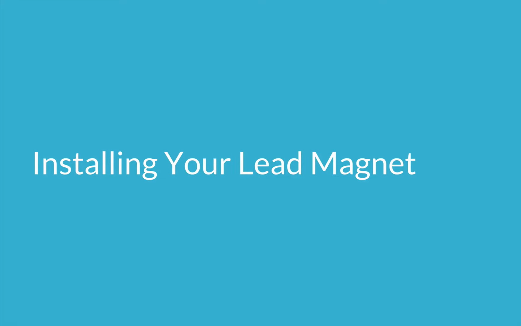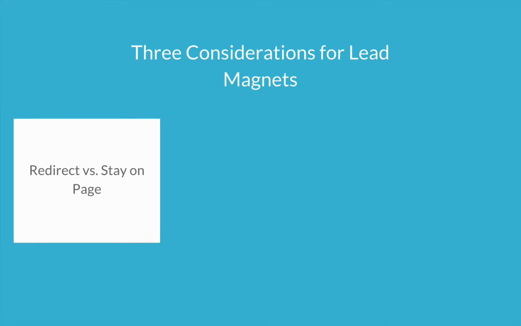All right, hopefully you've been following along with the 30-day plan and you've just written your email course. Once you've loaded that course into your email service provider, like MailChimp, the next step is to install it on your website. So let's talk a little bit more about how to install and deliver lead magnets. When you're installing your lead magnet, there are three main things to think about.